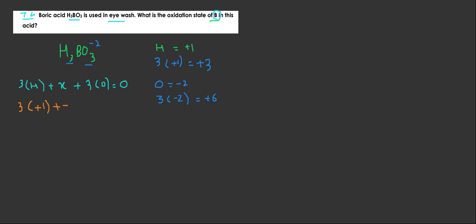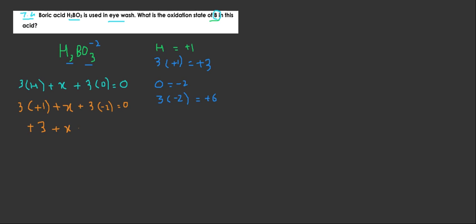Similarly X, we have to write X for boron, and we have 3 oxygen atoms, and each oxygen atom has -2 charge, so that would be equal to 0 as a whole. Now solve this. This is quite simple. 3 multiplied by +1, so you will get +3, and for boron again you have to write X, and once you multiply 3 by -2, what you will get?